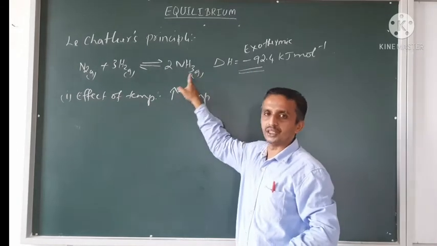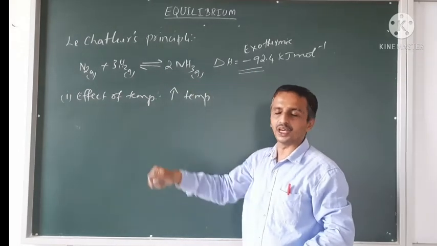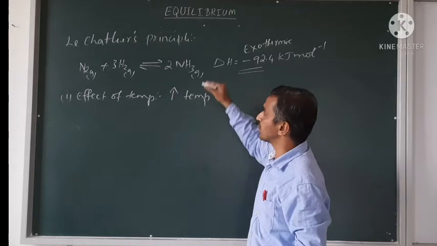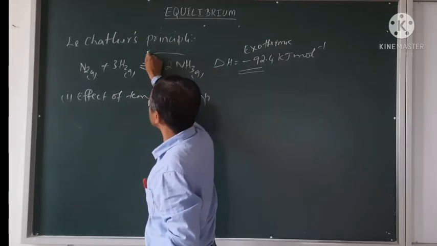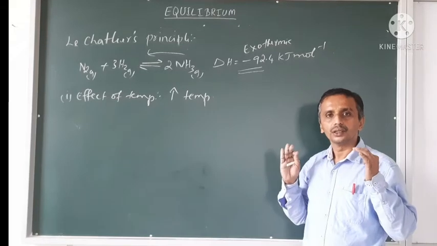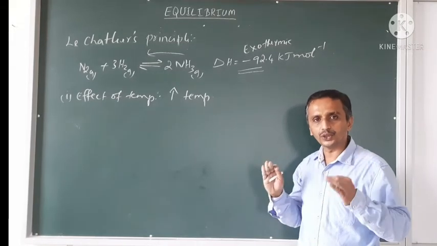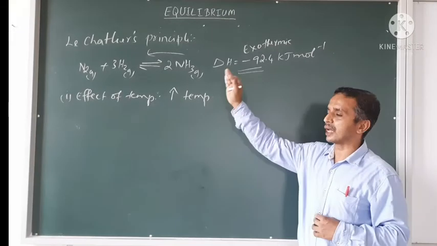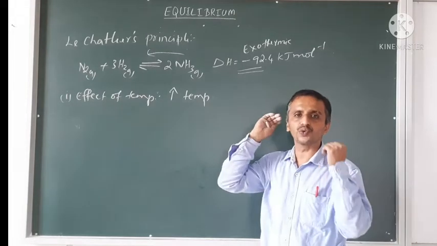So, in this reaction, if the temperature is increased, to decrease the temperature, backward reaction is favored. That is, decomposition of ammonia into nitrogen and hydrogen is favored.